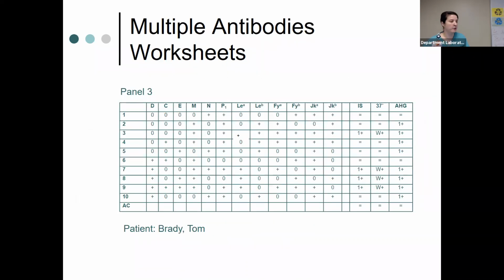Okay, so here's another one. This is patient Tom Brady. All right, I have a disclaimer on this one. In order for it to work and fit your pattern of reactivity perfectly, I updated this. So panel cell 3 might be different than what is in your manual. Panel cell 3 is actually going to be heterozygous, which doesn't occur very often in Lewis A and Lewis B, but I had to make it that in order to get this reaction. Okay?